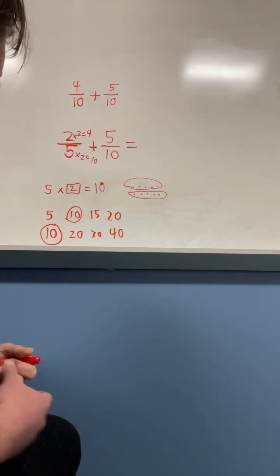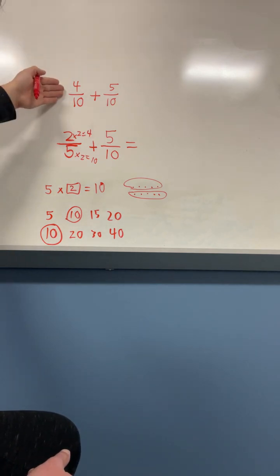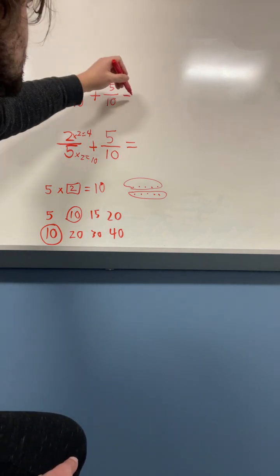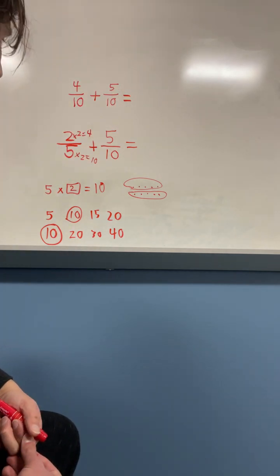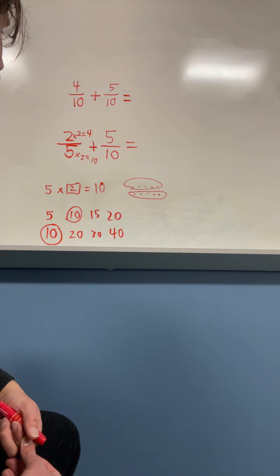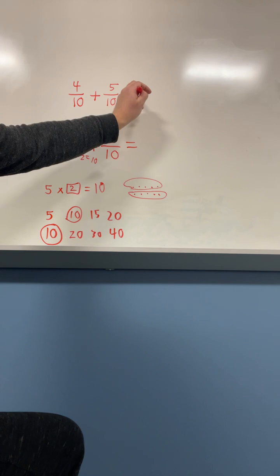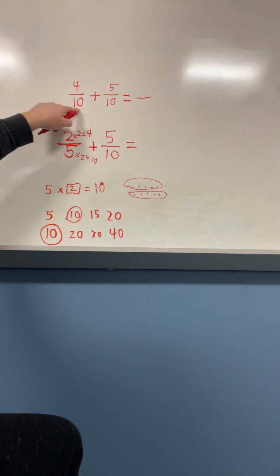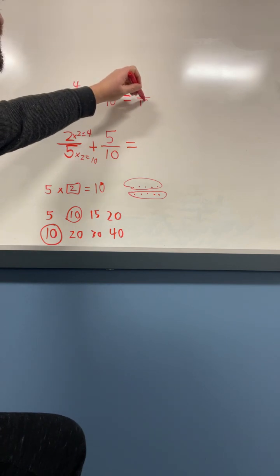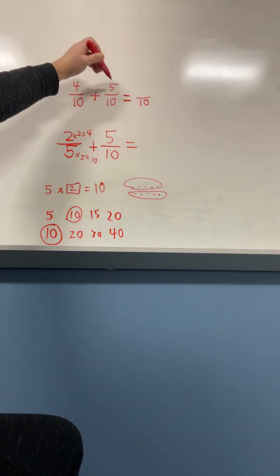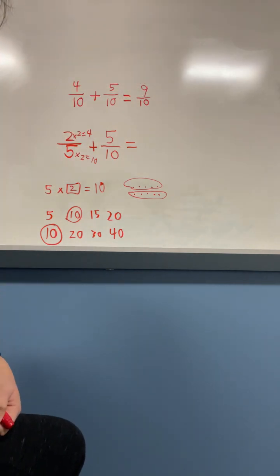So now that we've converted the fraction into like terms, now it becomes very simple. Now all we have to do is add our numerators and keep our denominator the same. So the 10 in the denominator is going to stay the same. 4 plus 5 equals 9. And we have our answer.